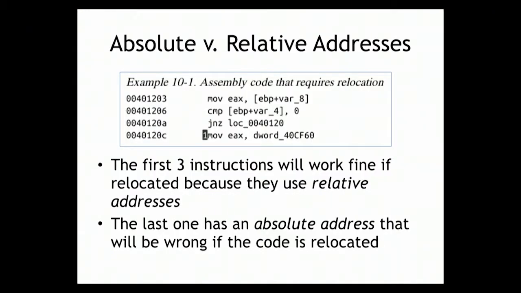So, absolute and relative addresses. For example, if you have code like this that moves into a register, something from a register, it doesn't matter where you are. The registers will just follow to wherever you are in memory, and this is the same. And this is a jump not zero, but this is a close location. So this is 40120A, and this is 40120.